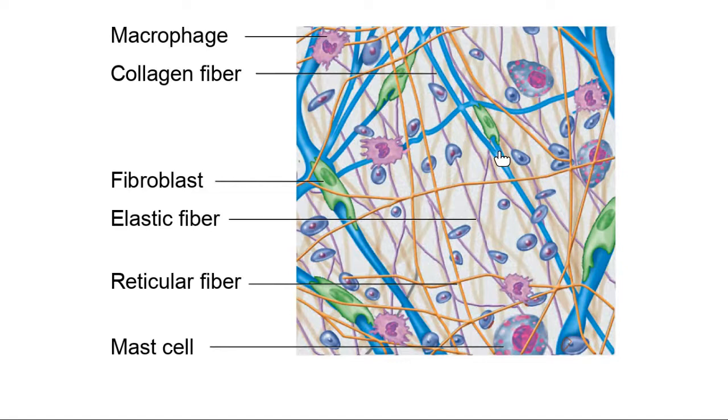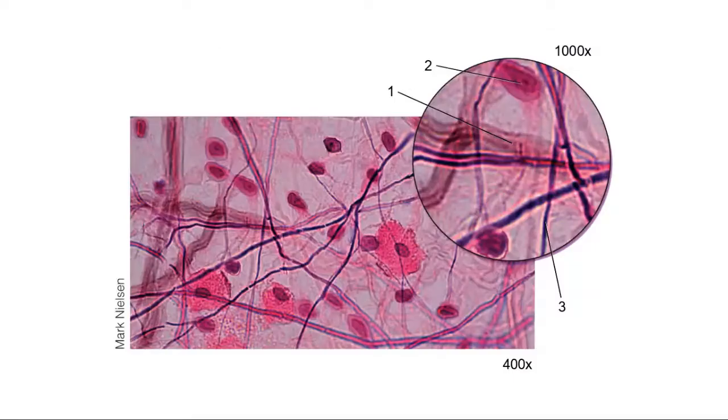The other thing which you need to know about this picture is that this picture shows you areolar connective tissue, and also this picture. In the areolar connective tissue, we have few fibers which are randomly organized, and the number of our cells and ground substance are more.